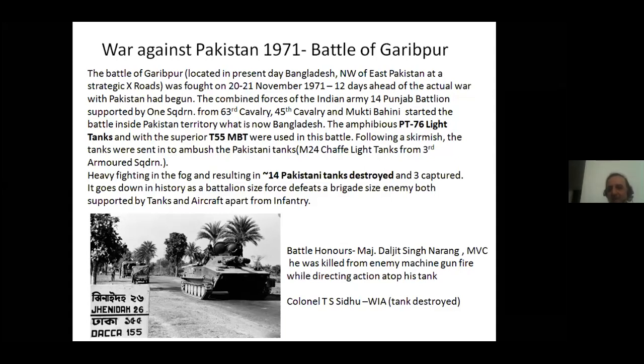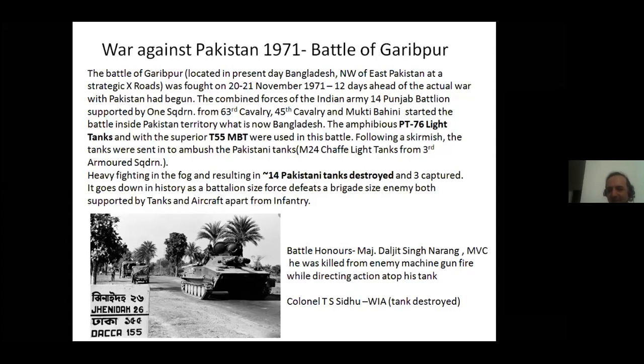So here, we encountered the Pakistanis when we attacked them as a surprise on 20th and 21st November. It's actually ahead of the actual declaration of war on 3rd December here. So it's supported by the 14th Punjab Battalion. And then we have the PT-76. So this is an amphibious light tank, again from Russia.